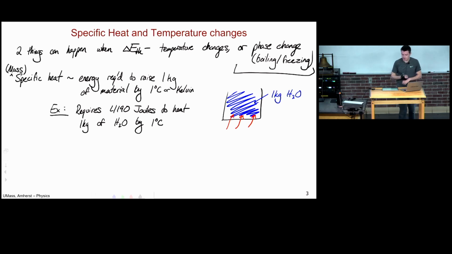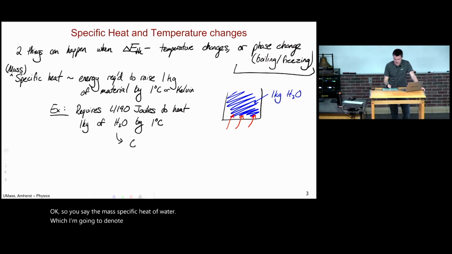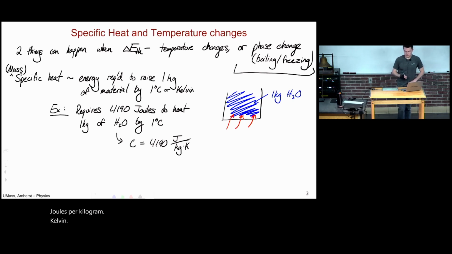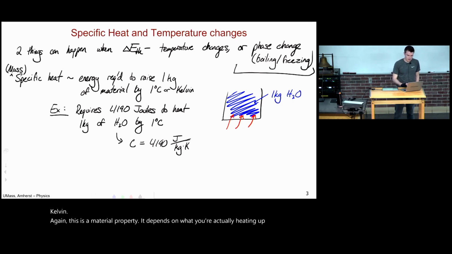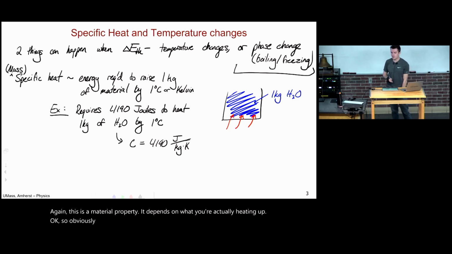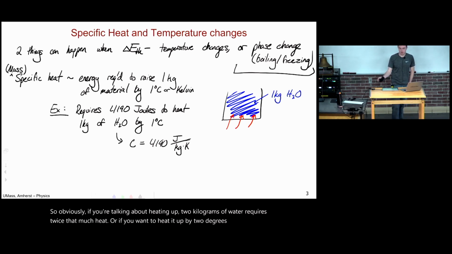Okay, so you'd say the mass specific heat of water, which I'm going to denote by a little c, is 4190 joules per kilogram Kelvin. Again, this is a material property. It depends on what you're actually heating up. Okay, so obviously, if you're talking about heating up 2 kilograms of water, it requires twice that much heat. Or if you want to heat it up by 2 degrees Celsius, it would require twice that much heat.